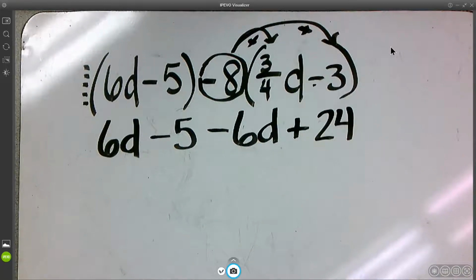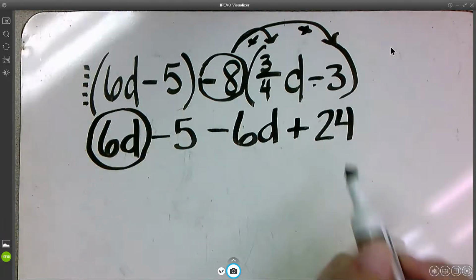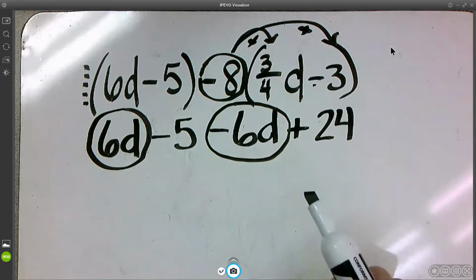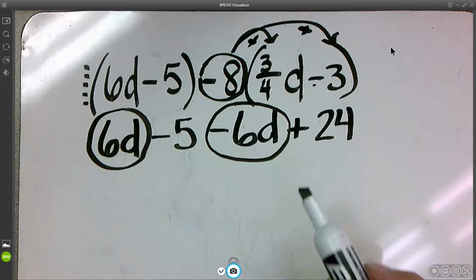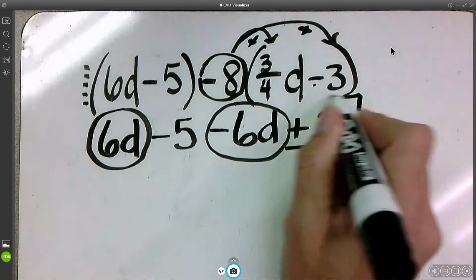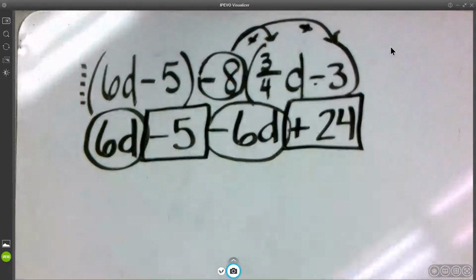Now I need to make sure I have no more like terms, but I do. So I'm going to identify them. I have one term here with a d, and I have one term here. Again, making sure to include that operation sign out in front of it, which tells me it is a negative 6. And then I have my constant terms here of a positive 24 and a negative 5.